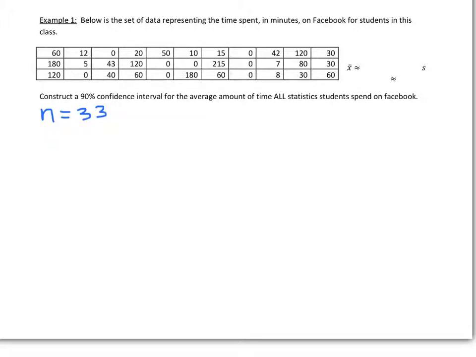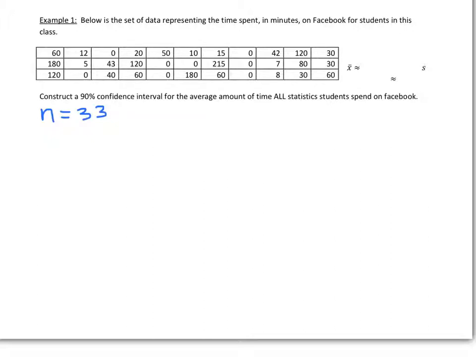We're going to try to construct a confidence interval for the average amount of time for all STAT students. So I'm using a sample of 33 to make a prediction about how much time all STAT students spend on Facebook. And that's what a confidence interval is doing. It's using a sample to predict something about a whole population.